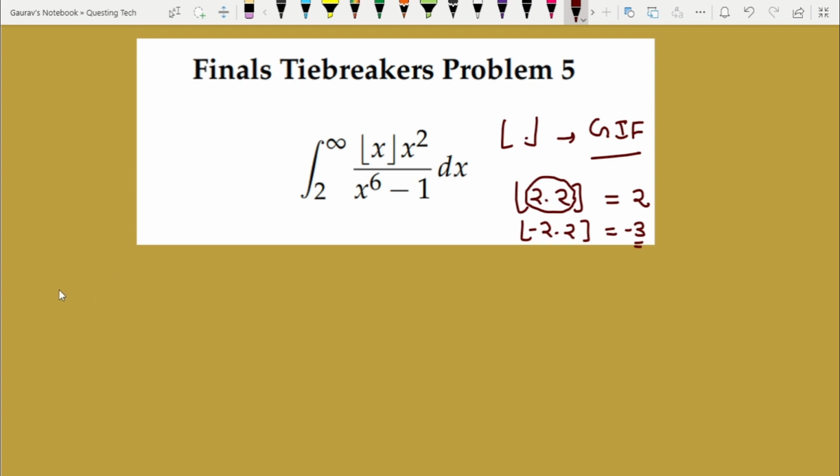Like we have a number line here: 0, 1, 2 and minus 1, minus 2. Okay, so 2.2 is somewhere like this. So from this, the greatest integer not exceeding it is 2. And minus 2.2 is somewhere here. So from this, the greatest integer not exceeding it is minus 3. Okay.